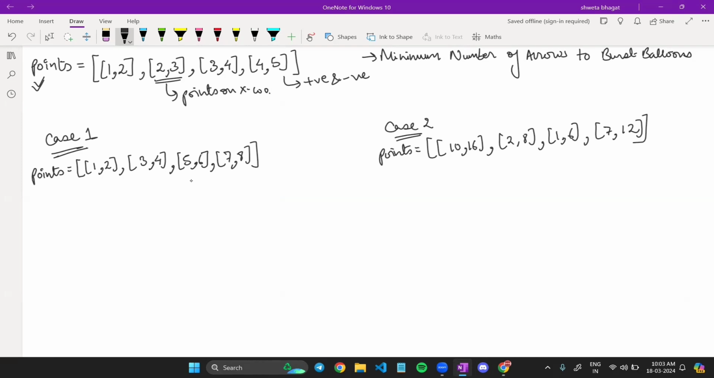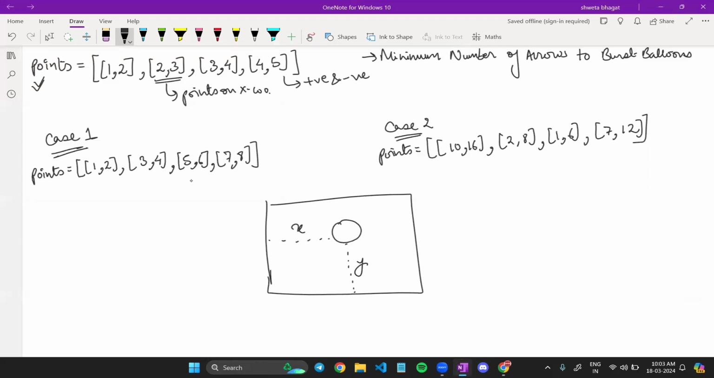Now what do I mean? I mean that let's say that this is a wall, and we have a balloon over here. So this balloon will have some distance from the y coordinate as well as some distance from the x coordinate. This is the x coordinate and this is the y coordinate, but this y coordinate is not given to us. Instead, what is given to us is this start and this end, that is the start on the x coordinate and the end on the x coordinate. So what does this 2 represent? This 2 represents the start on x coordinate. And what does this 3 represent? This 3 represents the end on x coordinate.